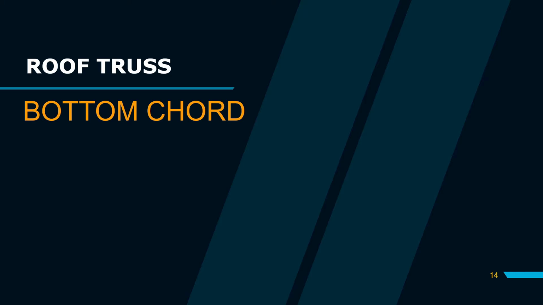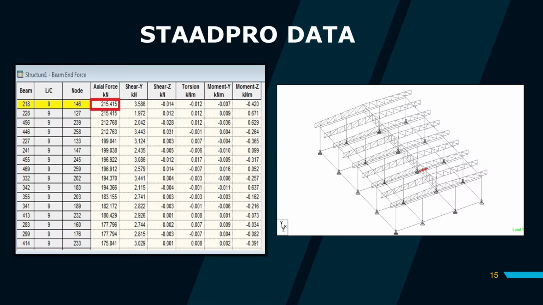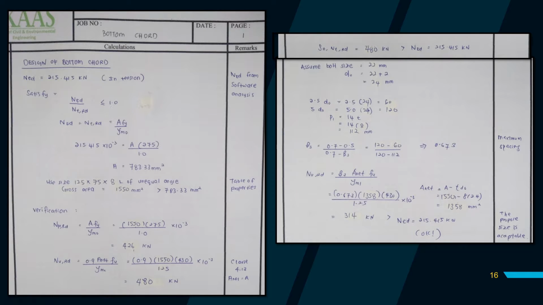For the roof truss calculation, I will explain about the bottom chord. Then, this is our STAAD Pro data. So, as you can see, this is our critical member, beam 218, and the axial force is 215.415. So, we will go to the calculation of the bottom chord.